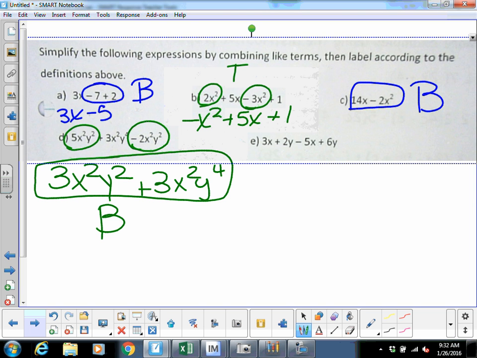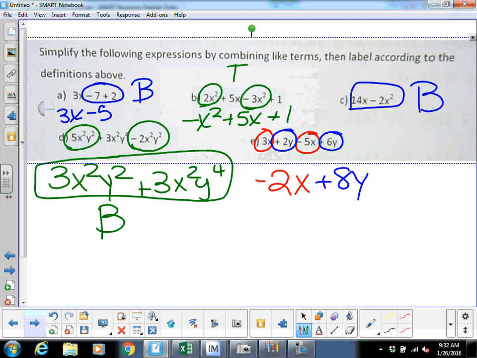Okay, all right, and on the last one, letter E, what's a like? 3x and negative 5x. What's 3x minus 5x? Negative 2x. And what is 2y plus 6y? Positive 8y. Okay, real quick lesson on just operations in general.